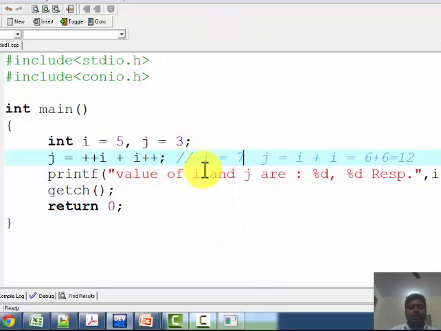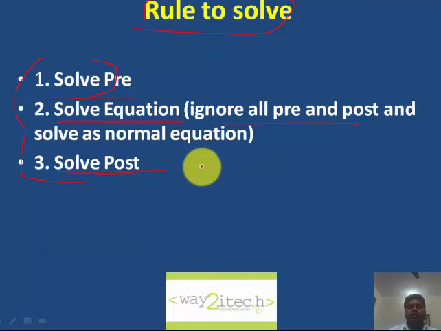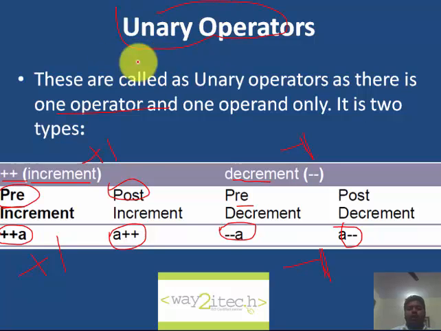Hope you understand this concept, pre and post. This is an important concept. Many interview questions are based upon this pre and post concept. What are unary operators? Only one operator and one operand is there. This is an operator, this is an operand. These are of two types, increment and decrement. Increment will increase the value by 1, decrement will decrease the value by 1. Increment is of two types, pre and post. Decrement is also of two types, pre and post.